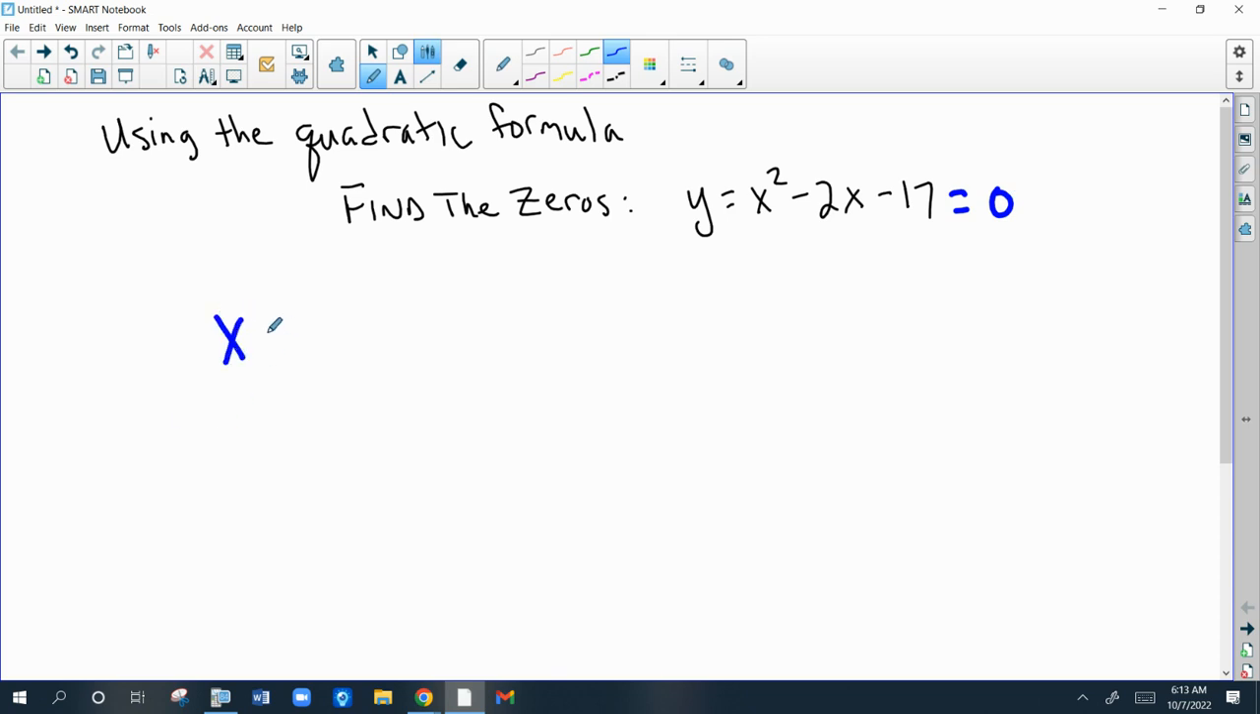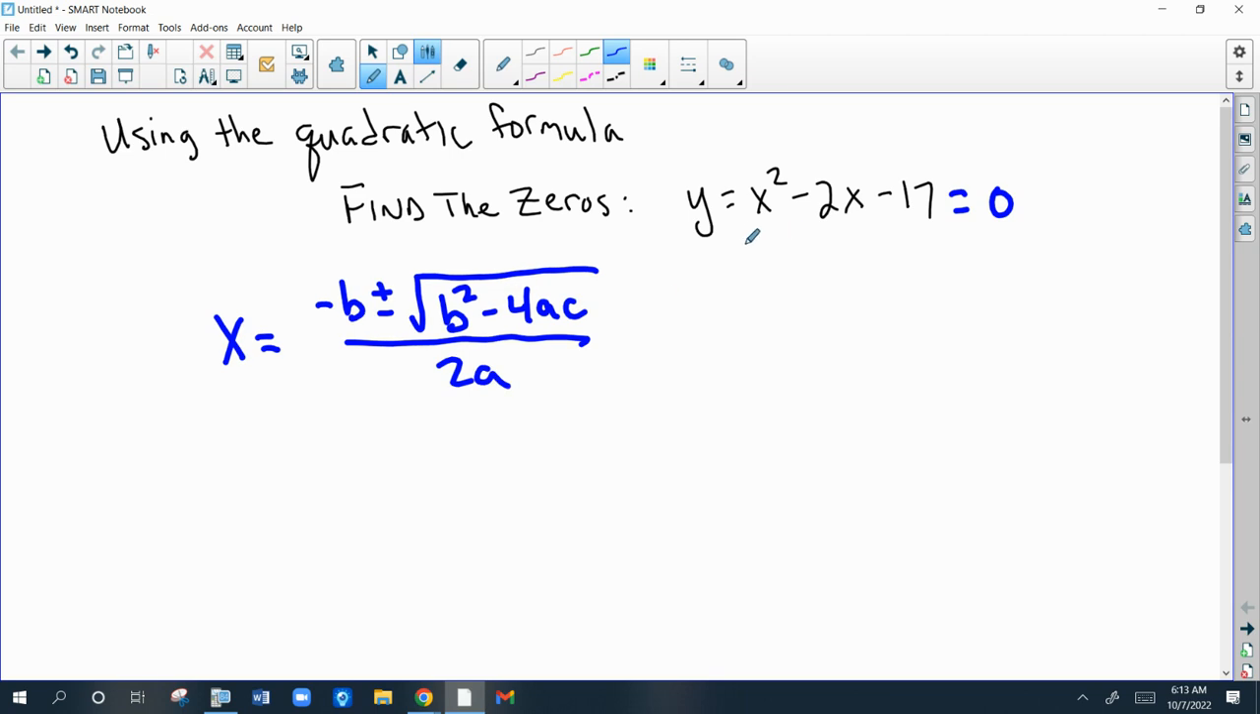So the solutions for x are negative b plus or minus square root of b squared minus 4ac all over 2a. So a is 1, b is negative 2, and c is negative 17. So just plug them in.